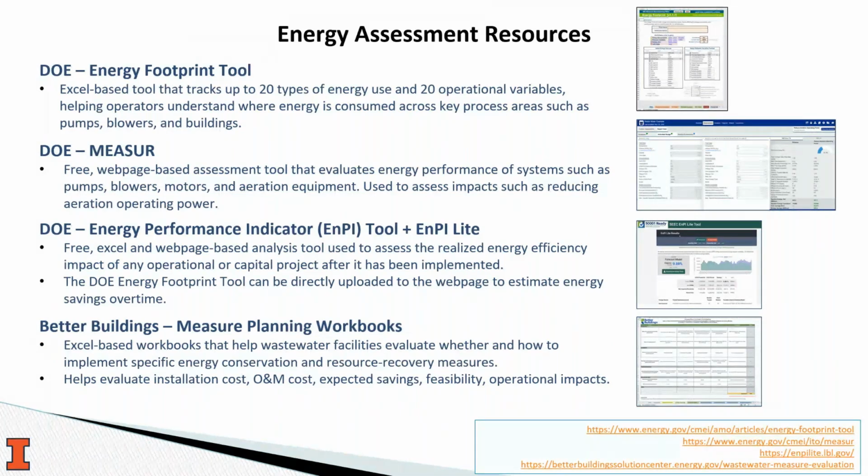If you're not sure what measures to do, DOE has a bunch of measure planning workbooks, which are Excel-based workbooks to help wastewater utilities evaluate some of those energy conservation strategies, like implementing fine diffuser aeration or implementing bypass recovery. How would you go about planning that? How much will it cost to implement a project like that, and what are the operational impacts you can expect?